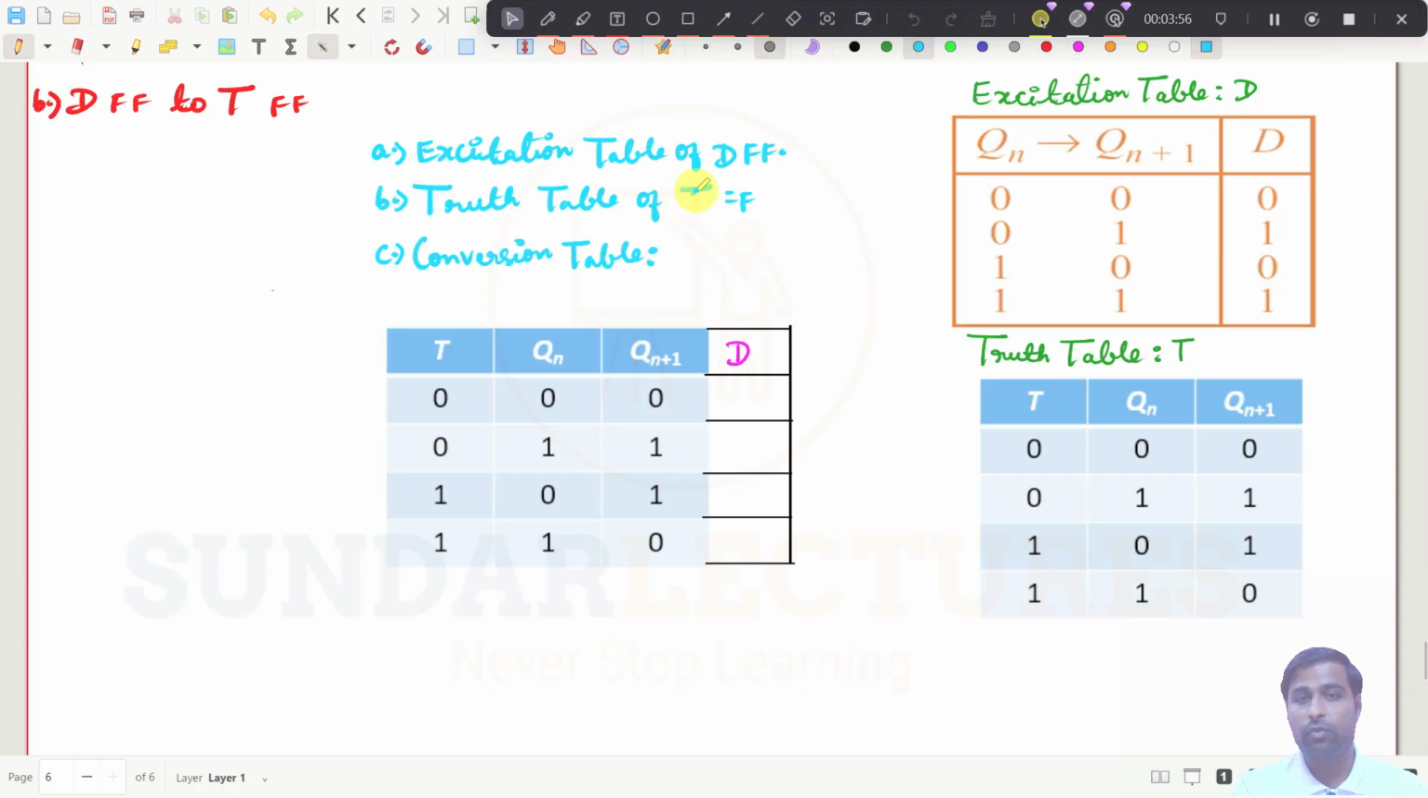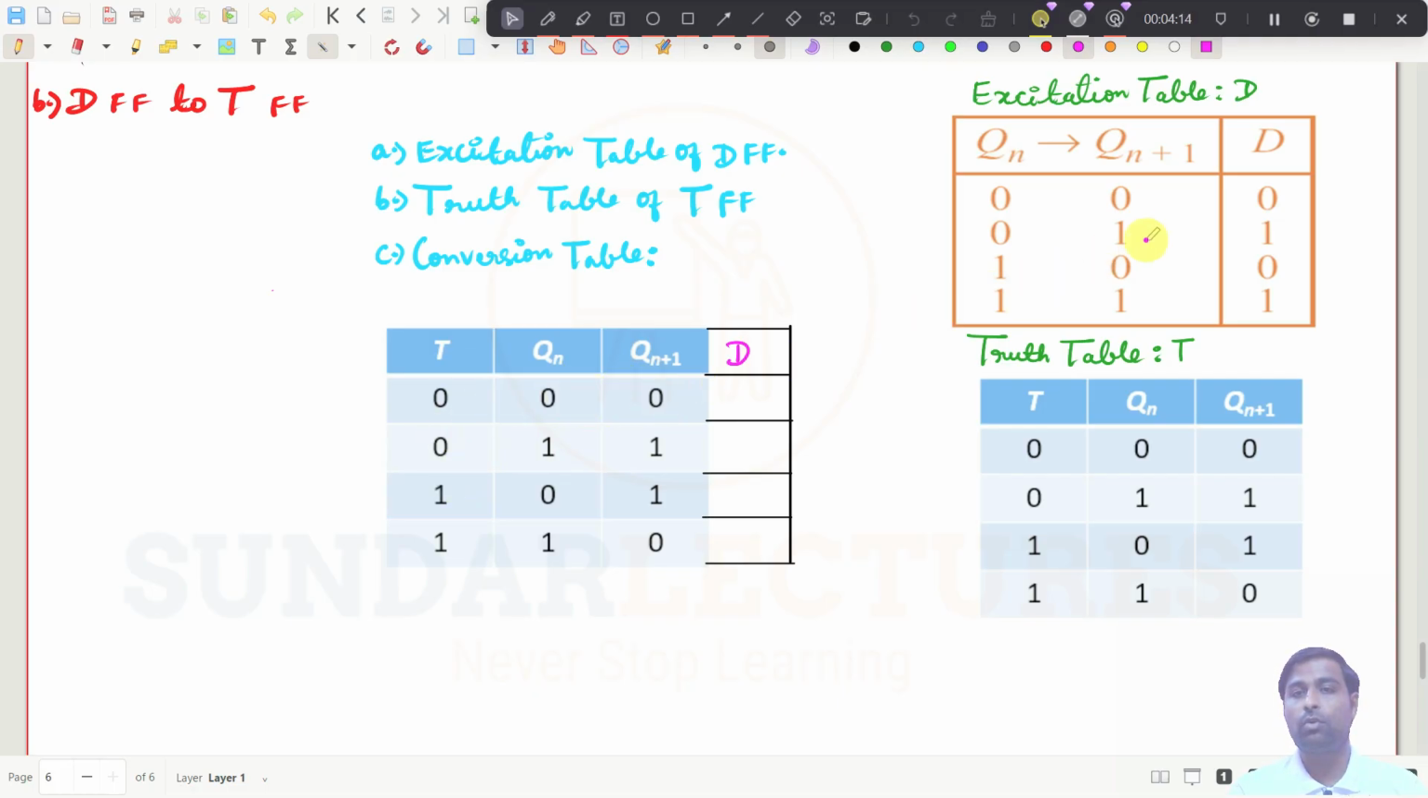the T flip flop, right? So we need the T flip flop. And then the conversion table, what we need to do, we have to take the truth table as it is and we need to derive the inputs for D. So what is the procedure we need to do here? So we have to see this Qn and then Qn plus 1.